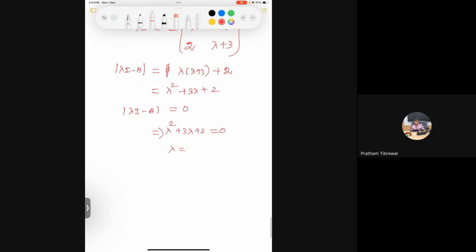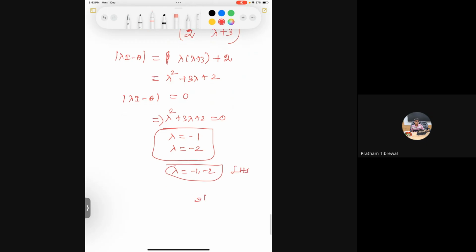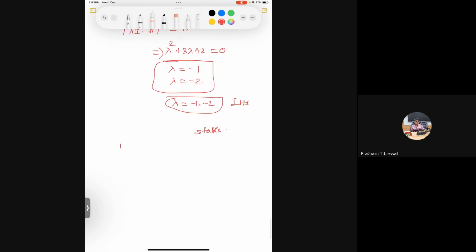Okay, then lambda equal to minus 1, minus 2, you will get. So both are in the left half of the S plane, stable. So in state space, if you want to find the stability of the system, eigenvalue of the system matrix, if it is less than 0, stable; greater than 0, unstable. If it is equal to 0, it's marginally stable.